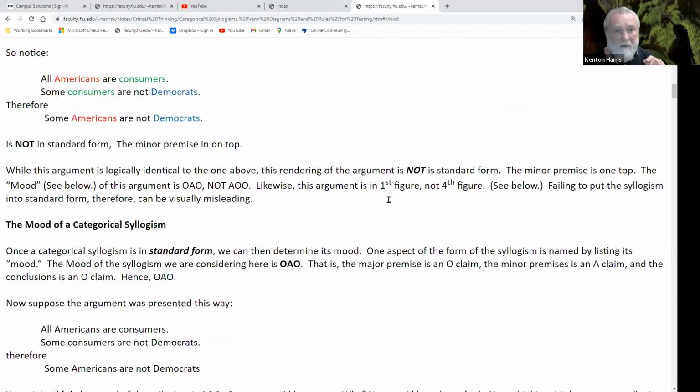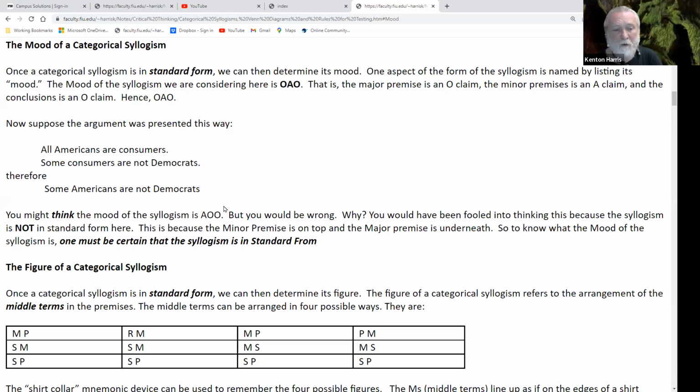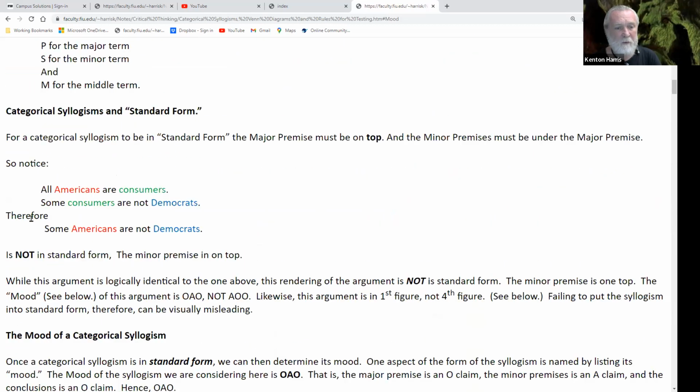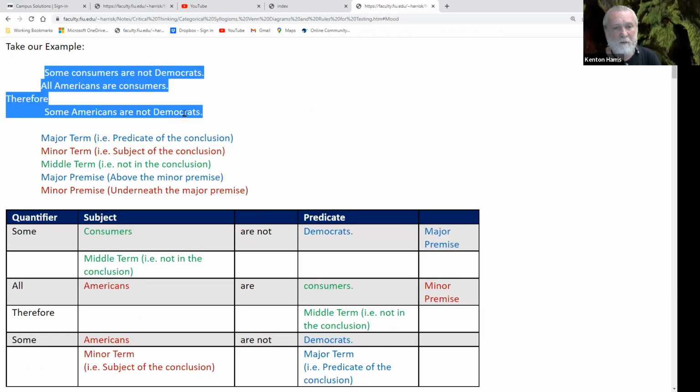But notice, if you rendered the syllogism this way, you might think that the mood is AOO. Well, it's not, because one has mixed up the minor and major premises. So that's one of the reasons why you must keep the major premise on top, right? Minor, no. I'm again pointing out that this is wrong, and that the right way to identify it is with the major premise on top. So this is correct, right? Democrats is the major term, and this is the major premise.